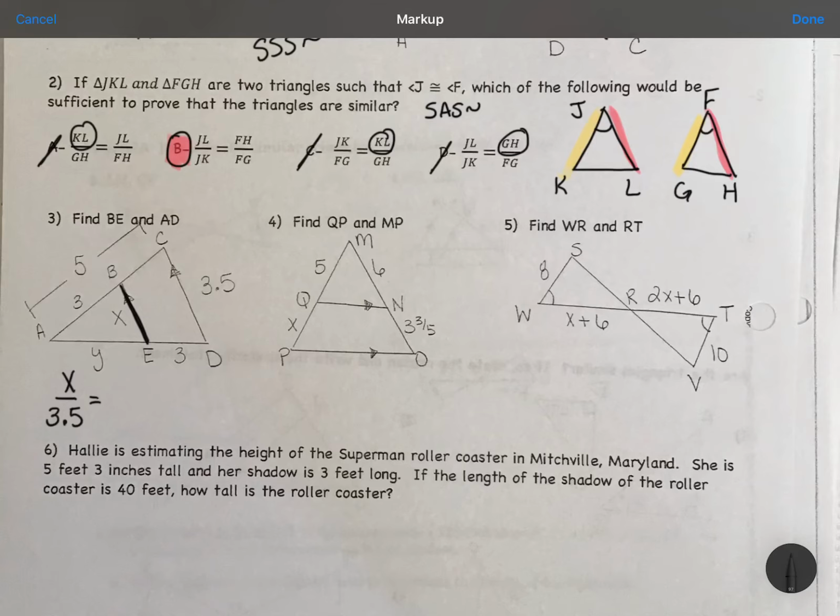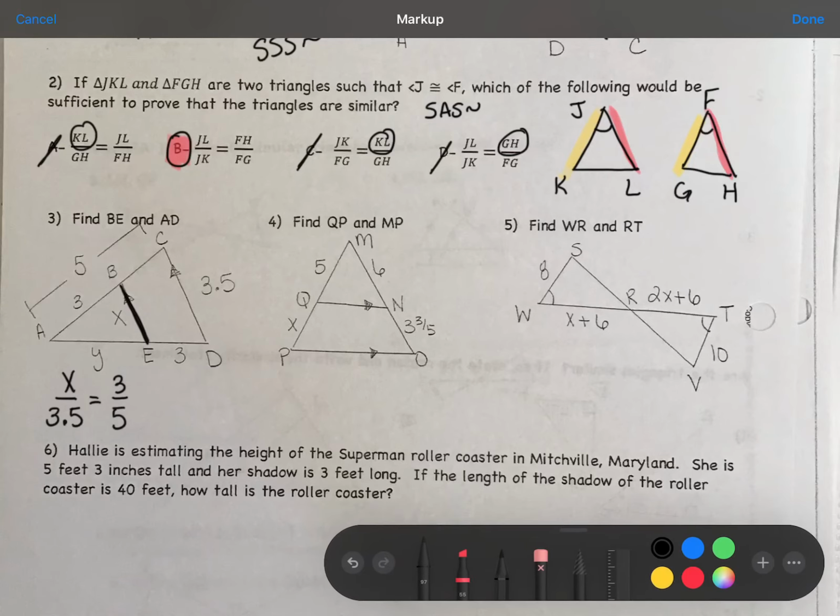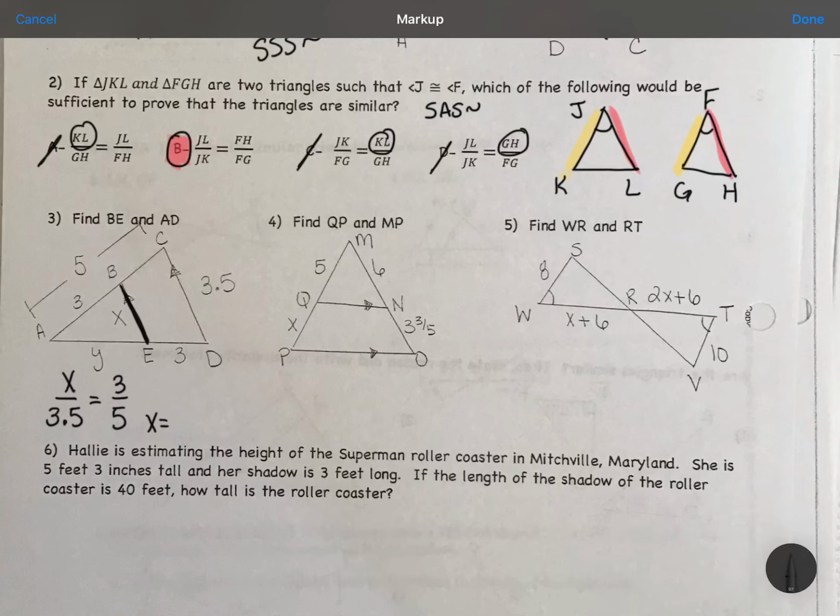And then I can say side 3 corresponds with side 5 of the bigger triangle. So I did small triangle over big triangle, small triangle over big triangle. So all I did was line up my corresponding sides there. So when you cross multiply, you get 5x equals whatever 3 times 3.5 is, divide by 5, and you end up with an x value of 2.1. So BE is 2.1.